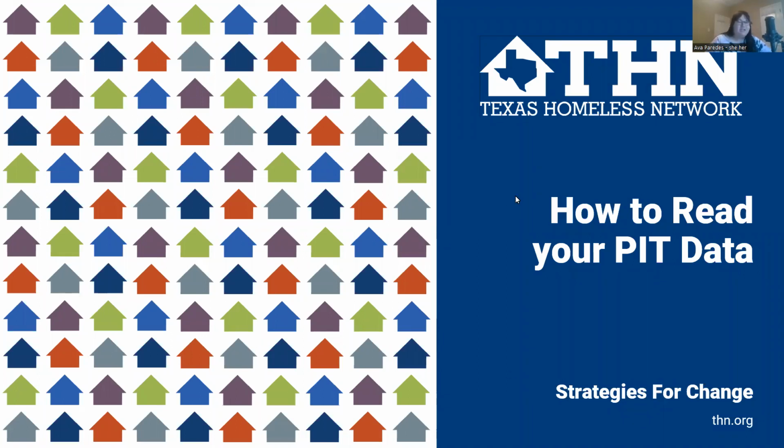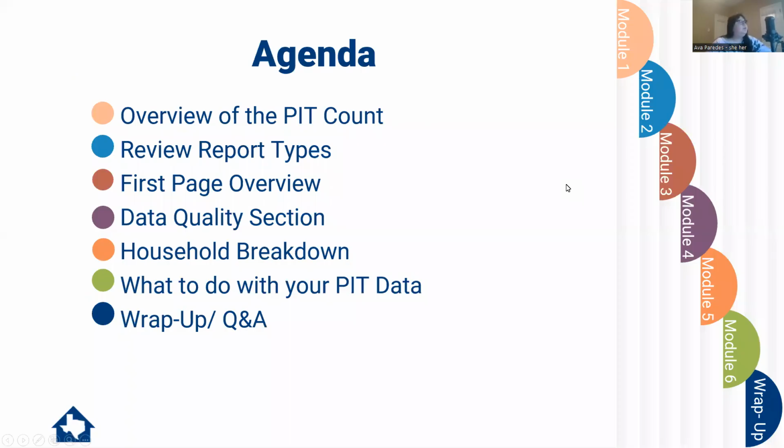So let's chat about our agenda for the day. We're going to start with a quick overview of the PIT count just to refresh our memories. We're going to go over the different report types that you should have received. We're going to do a quick overview of the first page of the PIT reports. We're going to talk a bit about the data quality section, and then we're going to go into the household breakdown section. And at the very end, we're going to chat a little bit about what to actually do with your PIT data, and then we'll have some time at the end for Q&A and some time to wrap up, as well as some resources that we'll pass along to y'all.